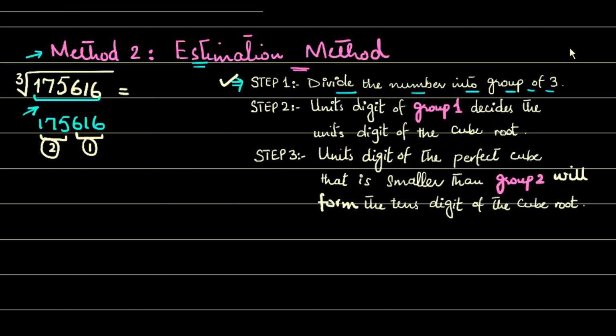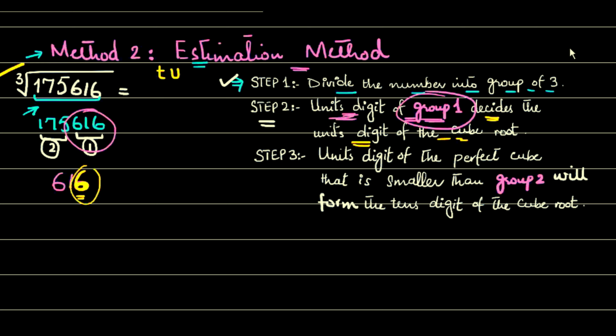It's done. As per the second step, the unit digit of group 1. Where is group 1? Here it is. So I will write this group 1 again. The unit digit of group 1 decides the unit digit of the cube root. So we will take the cube of 6.